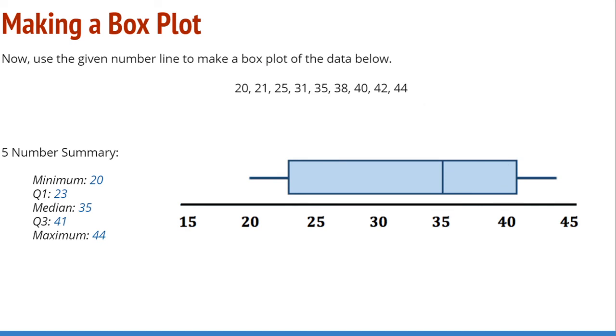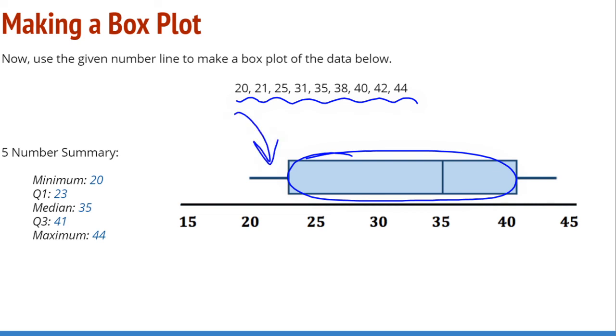One thing I can't see looking at the box and whisker plot is all of these individual numbers. I know that half of the numbers will be in here, but I don't know exactly what those numbers are. I know that I'll have 1/4 of the numbers on each of the ends, but I can't see exactly what those numbers are.